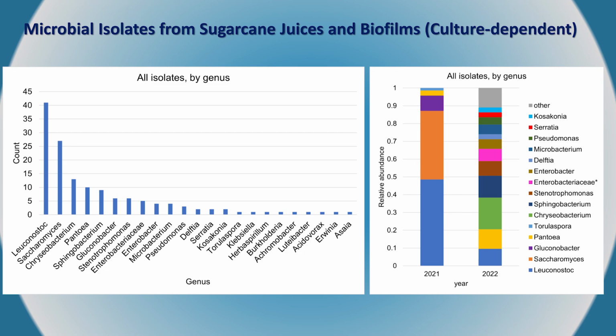And then over here on the right panel, we have them grouped according to the year. So in 2021, when we started, these are the isolates we found, mostly Leucaena stock, Saccharomyces, Gluconobacter, and a little bit of Pantoea.